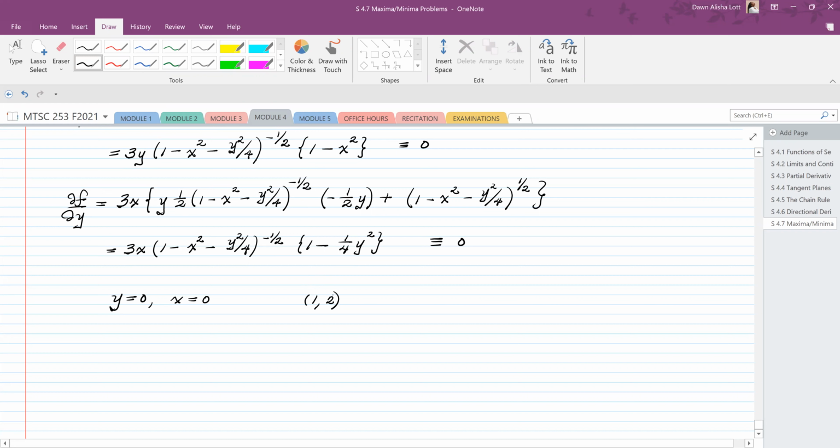As you can see, my intent was not to finish this problem, because this problem is very messy. There is a much nicer technique that we can use to solve it, and it is called Lagrange multipliers.